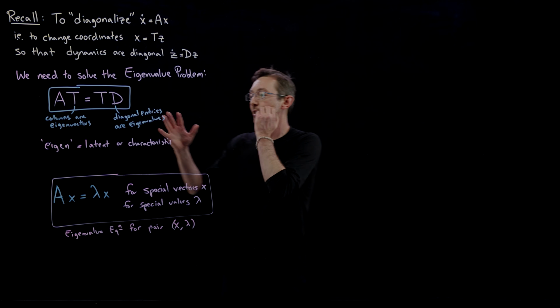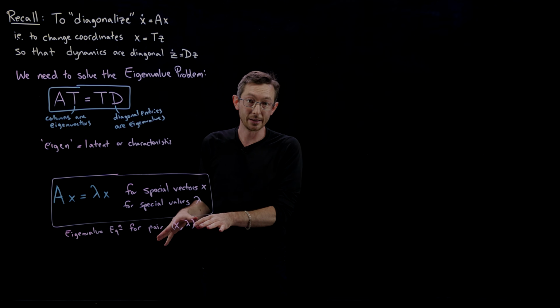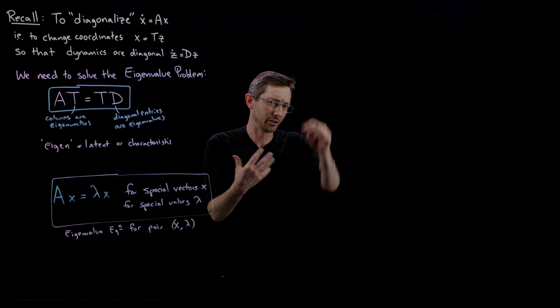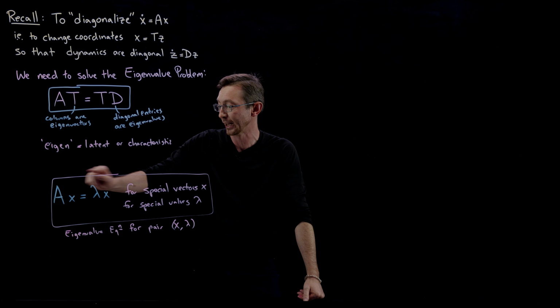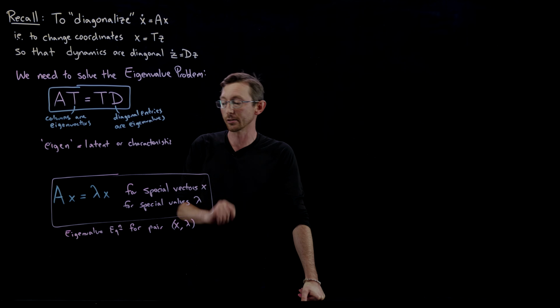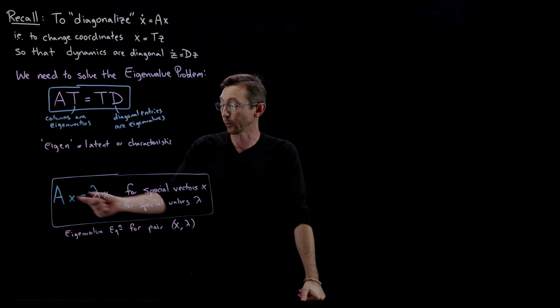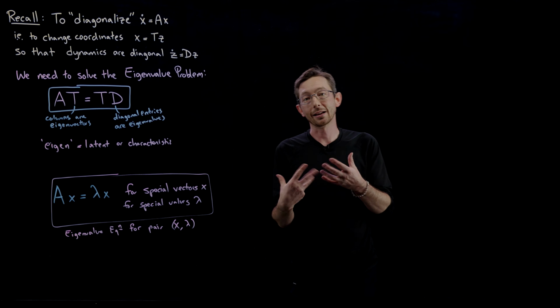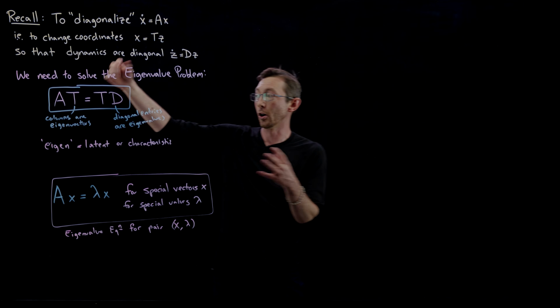Okay, so this is what I'm going to talk about today in this lecture. I'm going to give you some by-hand examples. We're going to actually compute these special vectors x and special values lambda for a particular A matrix that I'm going to write down. And then we're going to talk about how to compute these in general for an arbitrary matrix A.